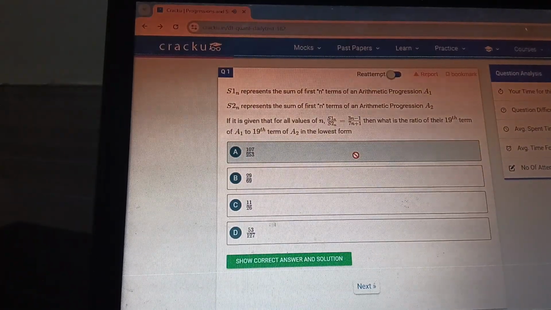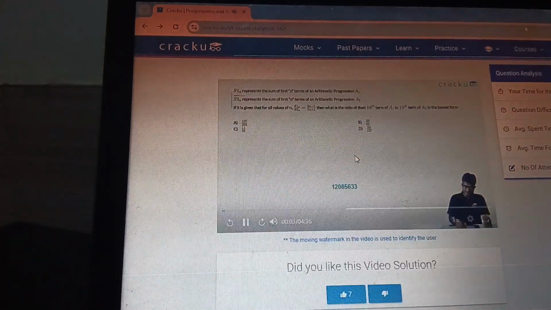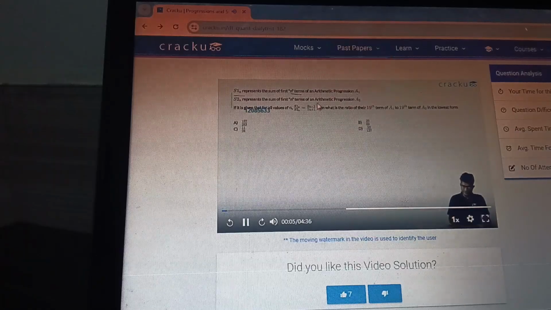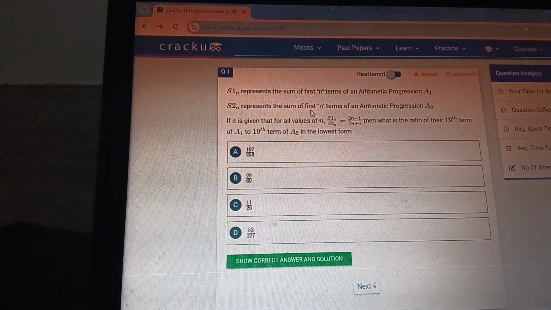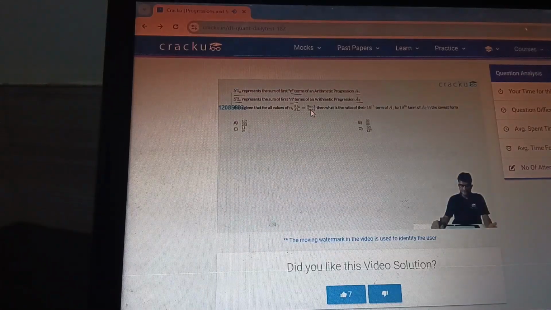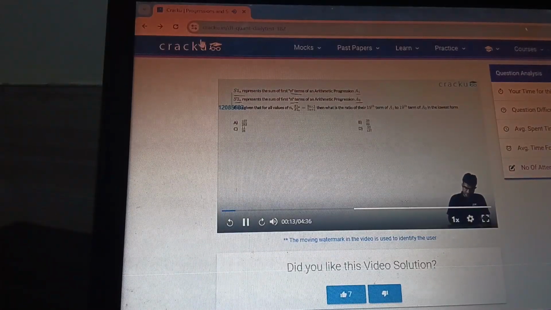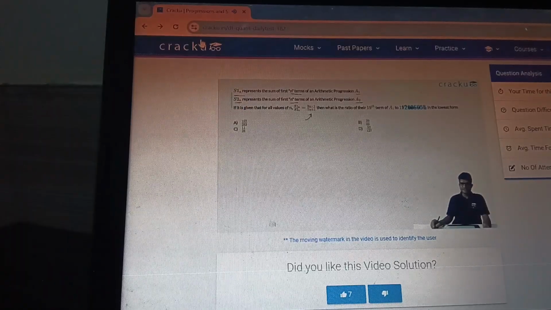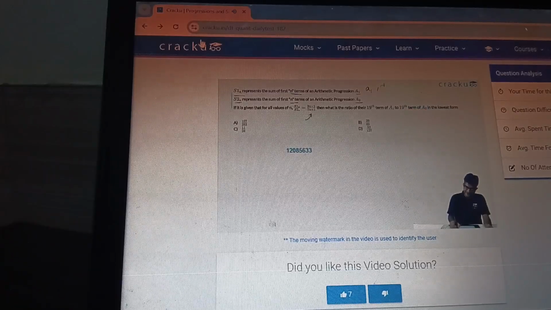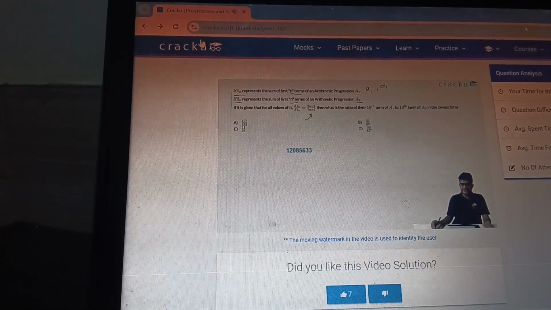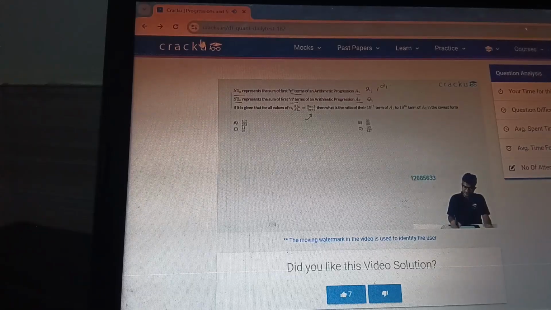In this question we are told that S1 of n is the sum of the first n terms of an arithmetic progression A1. S2 of n is the sum of the first n terms of another arithmetic progression A2. We are told that S1 of n divided by S2 of n is equal to (3n minus 1) divided by (7n plus 1). Let us assume that for the first arithmetic progression, the first term is a1 and the common difference is d1. And for the second arithmetic progression, let us assume that the first term is a2 and the common difference is d2.